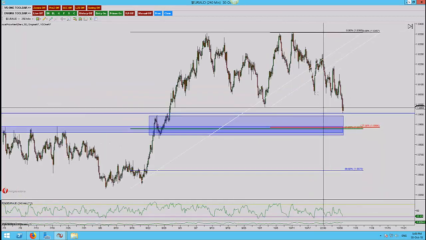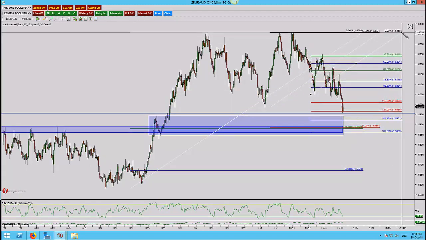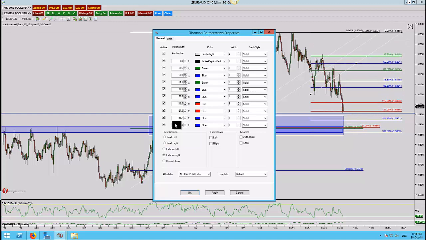And what else do we have here? We can take an extension from here. We have a 1618 a little lower down as well.